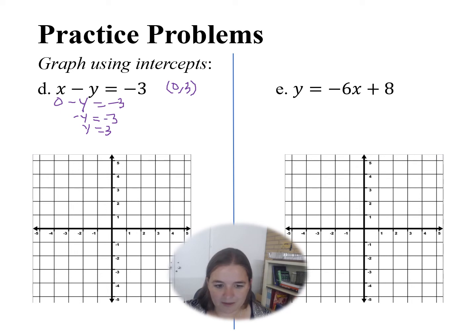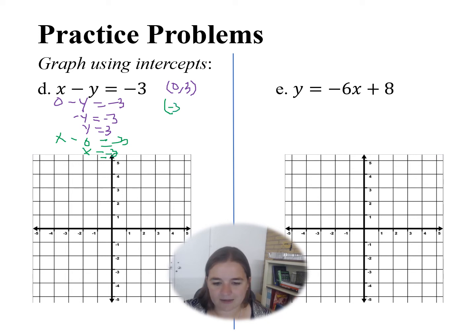Well, now I'm going to work that out the other way. I have x minus 0 equals -3. And that's pretty straightforward. I find out that x equals -3.